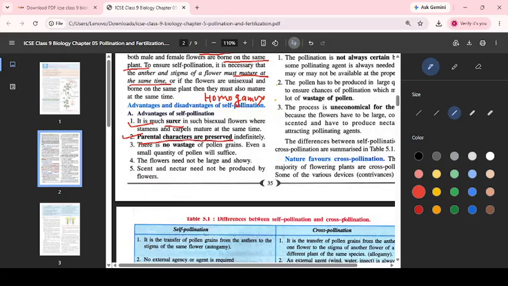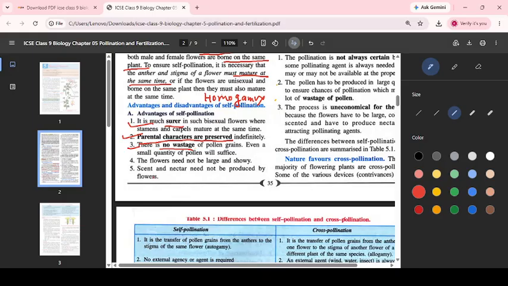That means whatever the properties of the parent are will be directly transferred to the next generation. Third, because agents are not required for the transfer of pollen grains, there is no wastage of pollen grains. Immediately, even if two or three pollen grains reach the stigma and are compatible with it, there will be fertilization.